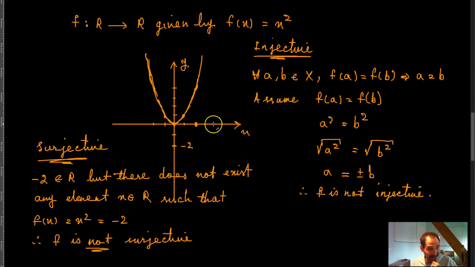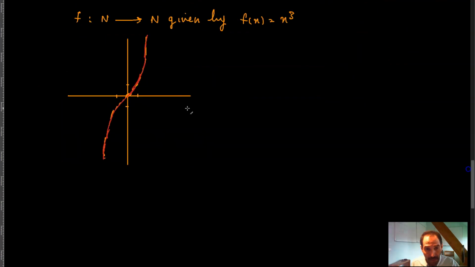So that is that. Now the fourth part of this question is that f is a function from N to N, natural numbers to natural numbers, given by f of x is equal to x cubed. Now f of x is equal to x cubed is this function here. It goes through 0, 0, it goes through 1, 1, it goes through -1, -1. And well, the function is some function like this, right?